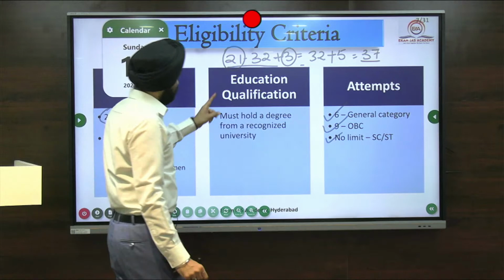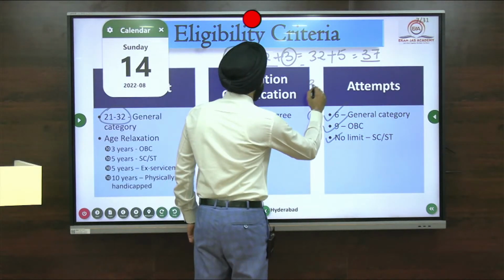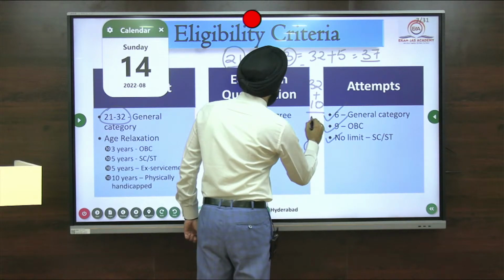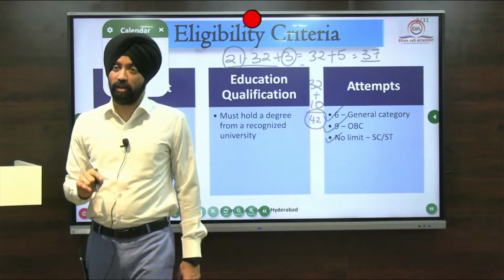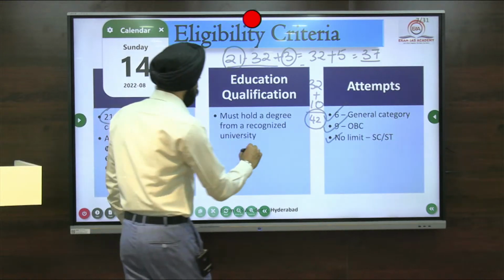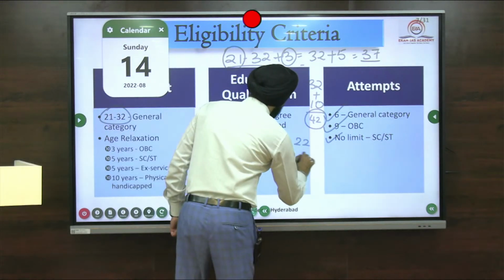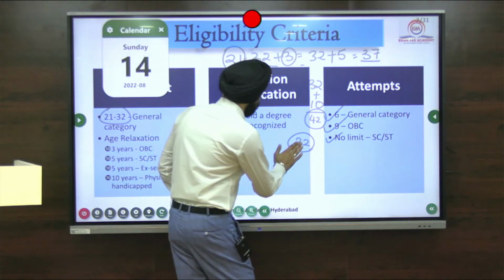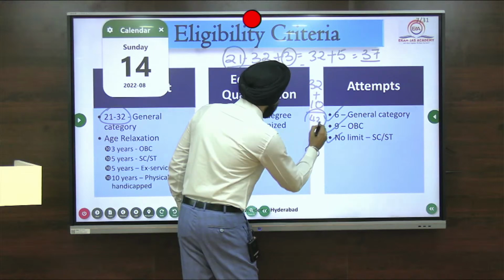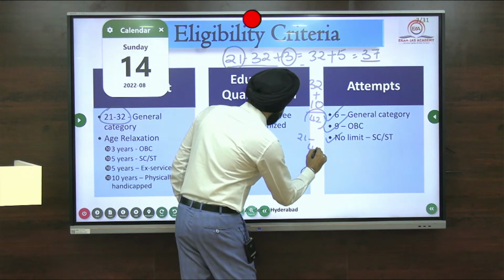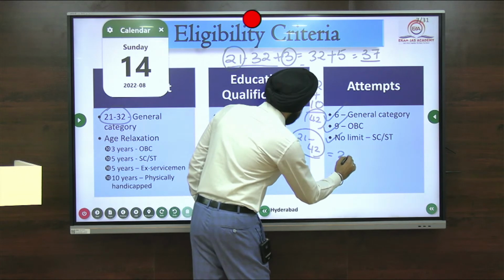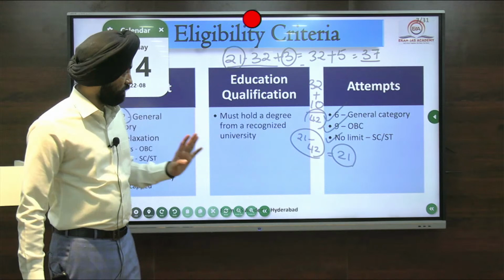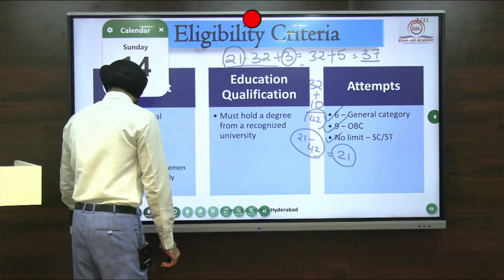And for the physically handicapped, it is 32 plus 10, so it makes 42 years. So technically, a physically handicapped student gets 21 attempts to pass this examination. If he or she starts at the age of 21 and keeps writing till the age of 42, they get 21 attempts. Okay? There is no restriction on the number of attempts.